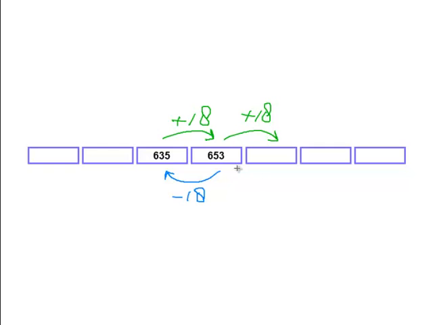So 653 plus 18. So we can add 10, so that would be 663, and then 8 more would be 671. Okay, let's add 18 again. We can add 10, 681, plus 8 more is 689, and 18 more would get us to 707.